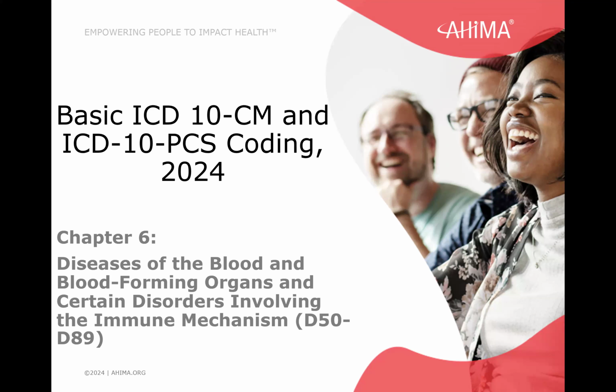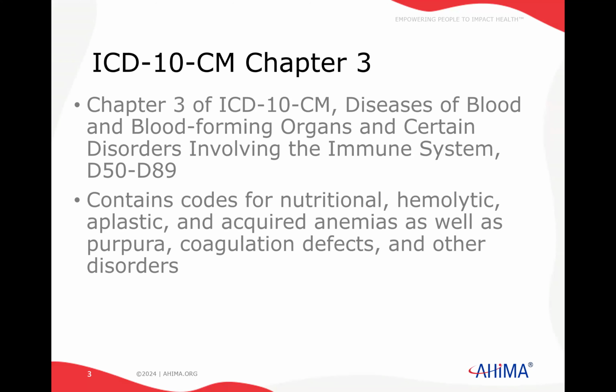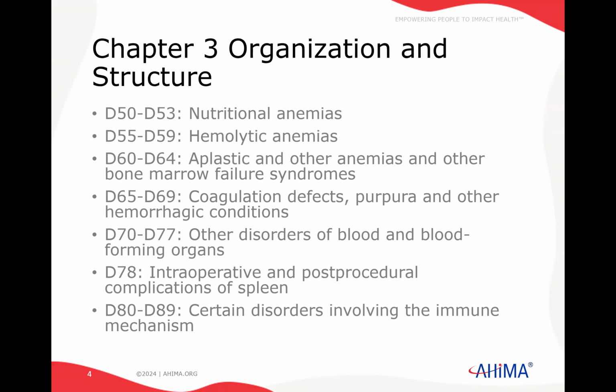Going to be talking about diseases of the blood and blood forming organs, along with certain diseases of the immune system. So these all fall in D50 through D89. And this covers all types of anemias, coagulation defects, hemophilia, and likewise related. Here's how the chapter is organized.